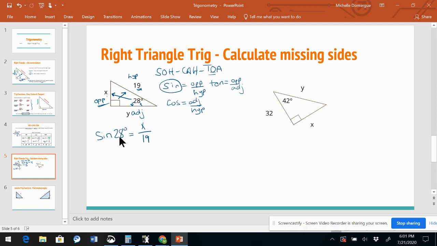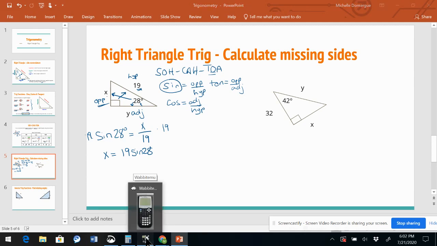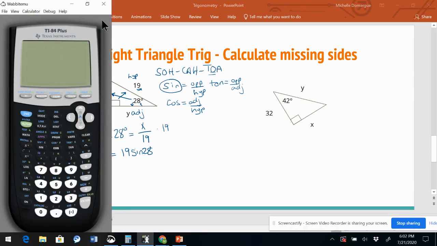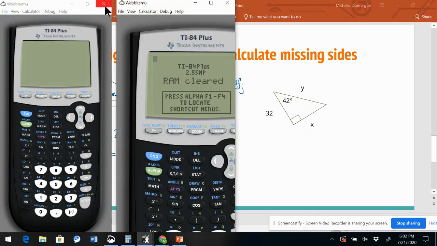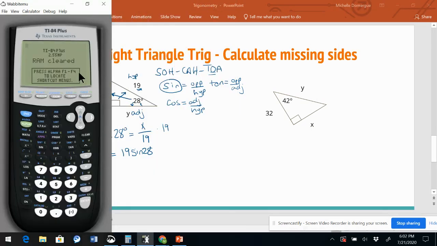So I take the ratio of x divided by 19. I'm going to multiply both sides by 19 to solve for x. I'm going to put x on this side first, and I get x equals 19 times sine of 28. So if you have a graphing calculator, you can calculate the sine of 28. I'm using a TI-84. I have to refresh it quickly, so bear with me while I do that.